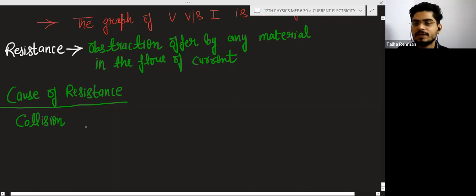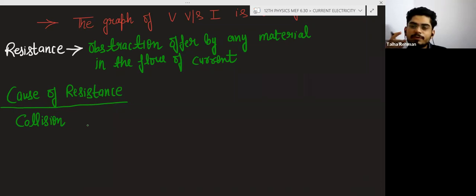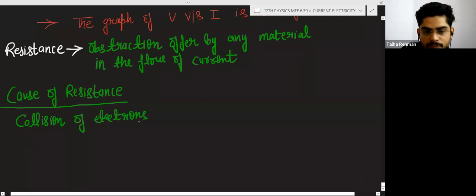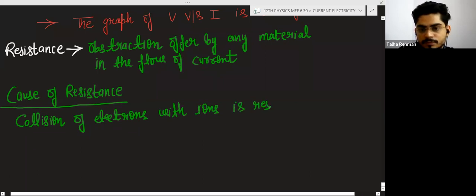We know that the current is due to the flow of electrons, and in the path of flow of electrons, there are ions, and ions are the obstruction in the path of electrons. So you can say collision of electrons with ions is responsible for resistance.